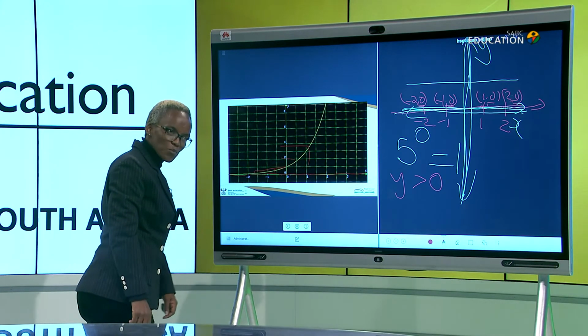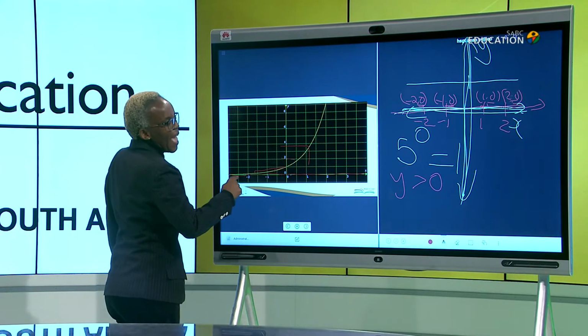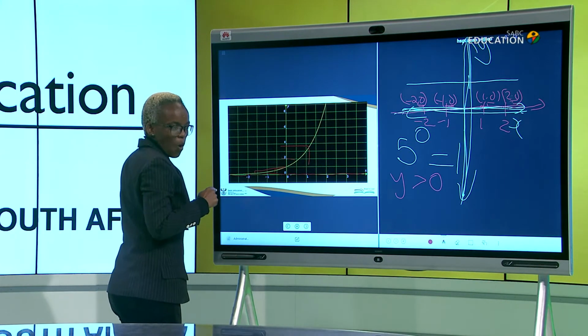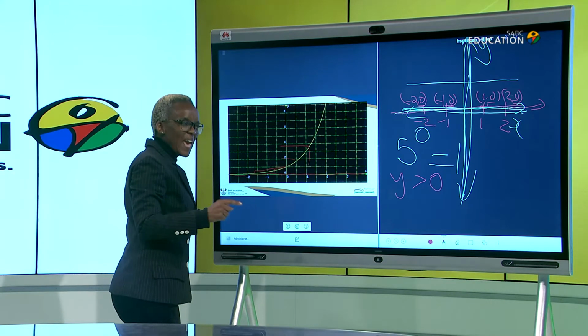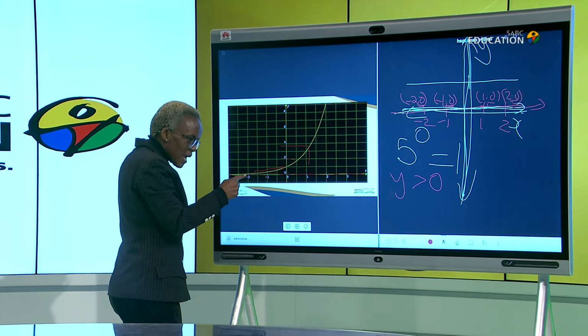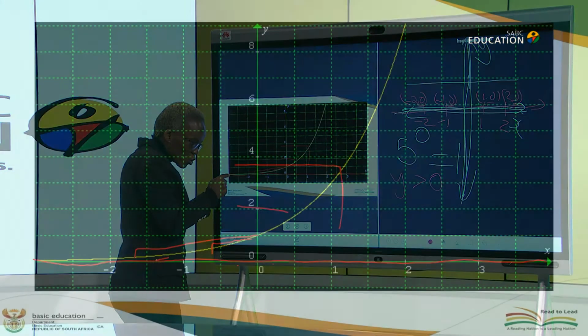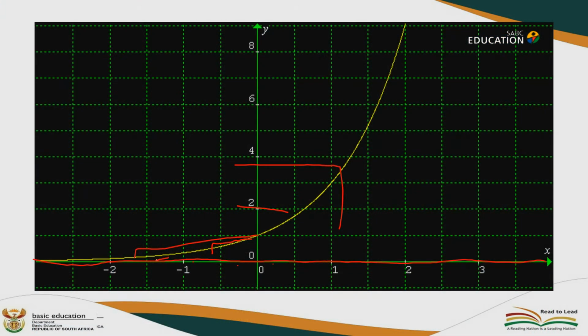Now what is our asymptote? Our asymptote is the x-axis, y equals 0. Remember, an asymptote is a line that the graph approaches. It will approach that line, but it will never touch it. It will never touch the x-axis. So that is our asymptote. It approaches that line, but it will never touch it.